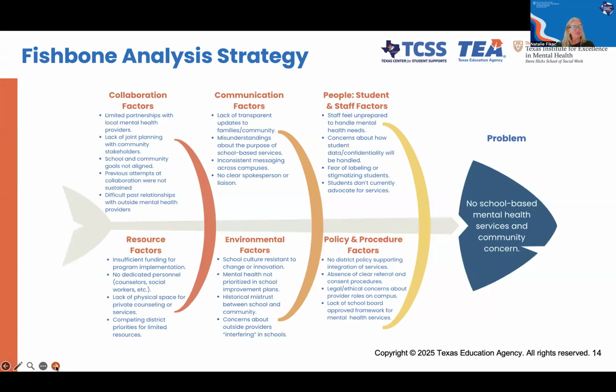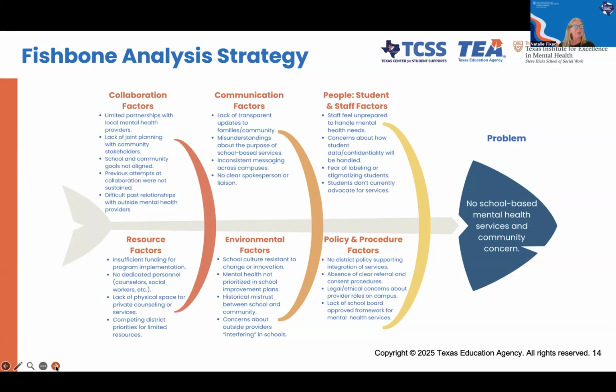Now, let's take a look using the fishbone analysis strategy of this same scenario. Again, the head of the fish provides the problem. The problem is there are no school-based mental health services and community concern. The fishbones provide the main cause categories and contributing factors. So let's look at these.